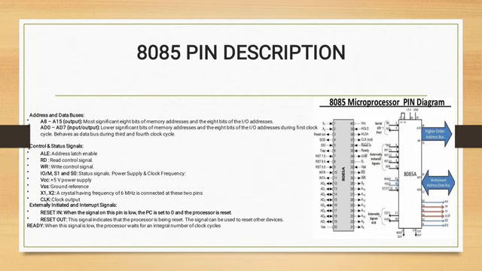So what are address and data buses? A8 to A15 are called the output pins, which represent the MSB, the most significant 8 bits of the memory address and the 8 bits of the input output address. So these are basically address buses and are used for the MSB, that means the most significant bits of the memory address or 8 bits of input output address.